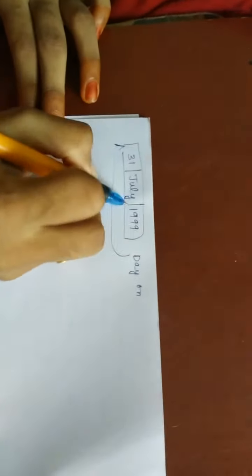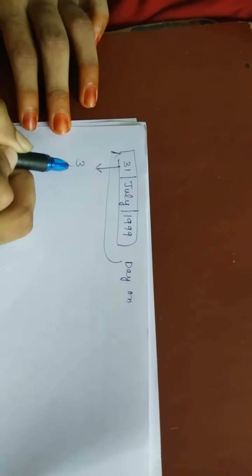What was the day on 31st July 1999? If you were asked a question something like this, let's see. Divide it into 3 parts. First, find out the odd days for the given date. That is 31 mod 7, which would be 3 odd days.